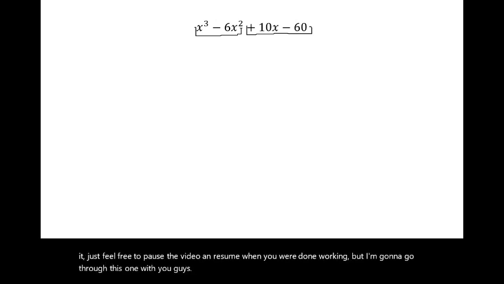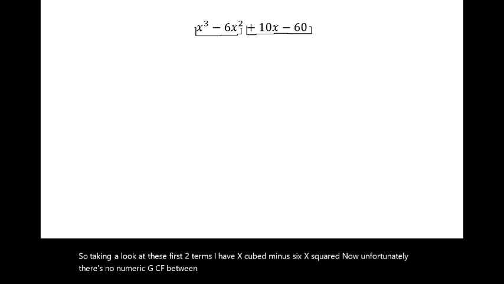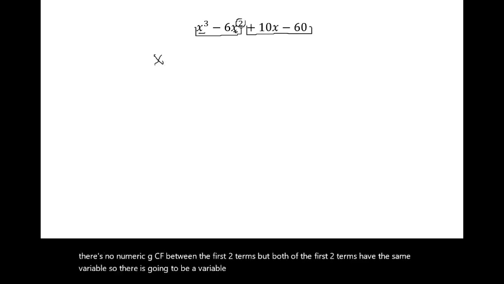So taking a look at these first two terms, I have x cubed minus 6x squared. Now, unfortunately, there's no numeric GCF between the first two terms, but both of the first two terms have the same variable. So there is going to be a variable GCF, and the power on that GCF is going to be the lowest power of x that appears between the first two terms, which is x to the power 2.